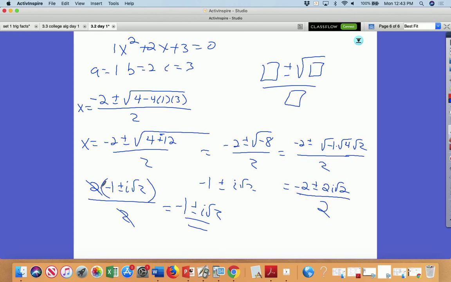Okay. So our solutions would be negative 1 plus i square root of 2 and negative 1 minus i square root of 2. Okay. So that's all I have for you. Give you plenty of time to work here.